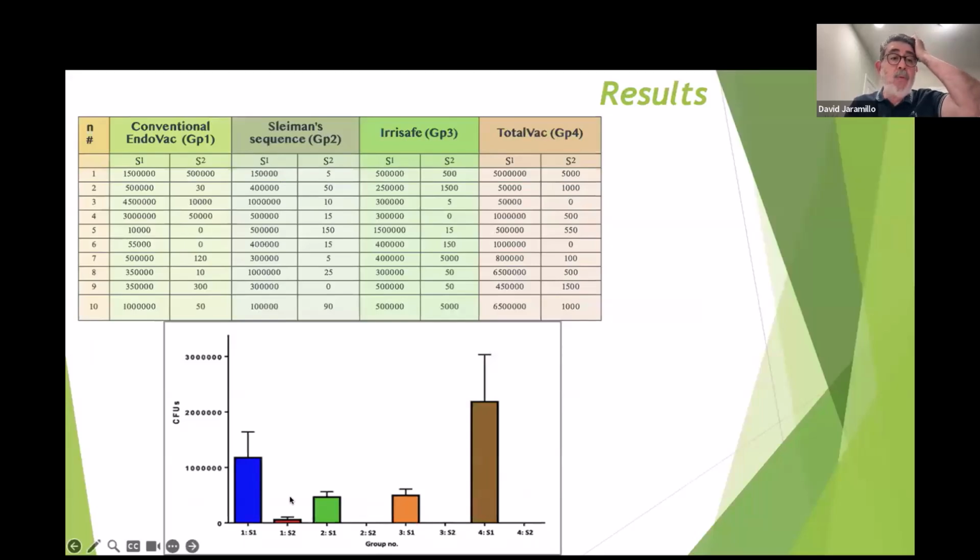So here are our numbers. S1 is the initial population of bacteria inside the root canal, and S2 is the amount of colony-forming units recovered after the irrigation protocol. As you can see here, there is not a big difference between ultrasonic, the TotalVac, the conventional EndoVac, or the Slayman sequence, where we found less amount of bacteria. But again, due to the number of samples, we couldn't find a statistical difference. But there was a difference in between. The more solution we use, the better.